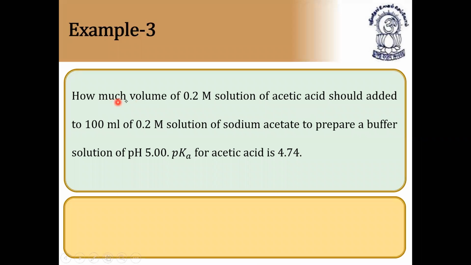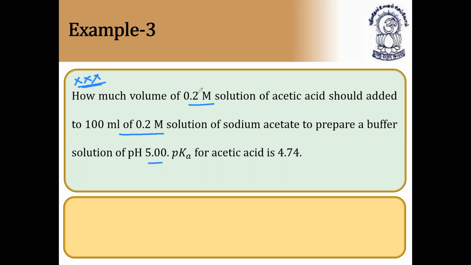Next, example 3. How much volume of 0.2 molarity solution of acetic acid should be added? This is a more typical problem, a very, very important model for advanced level. How much volume of 0.2 molarity solution of acetic acid should be added to 100 ml of 0.2 molarity solution of sodium acetate to prepare a pH of 5? They have given everything except the volume of acetic acid to be added. The volume of acid is not given.